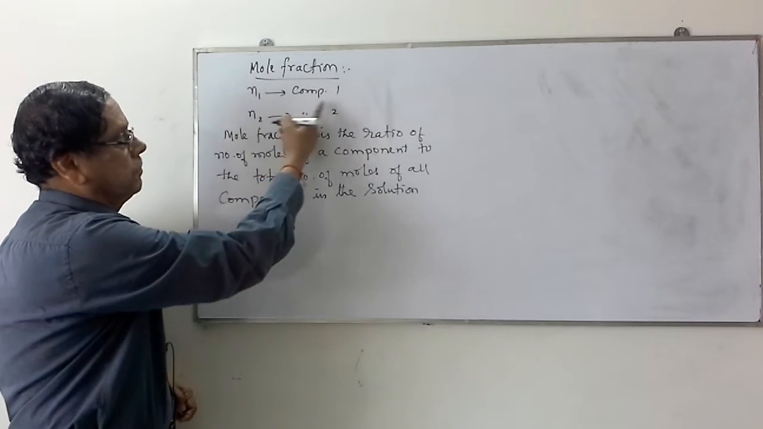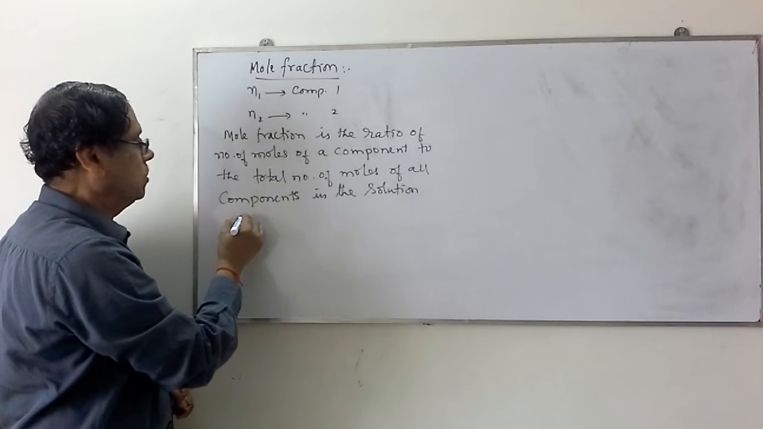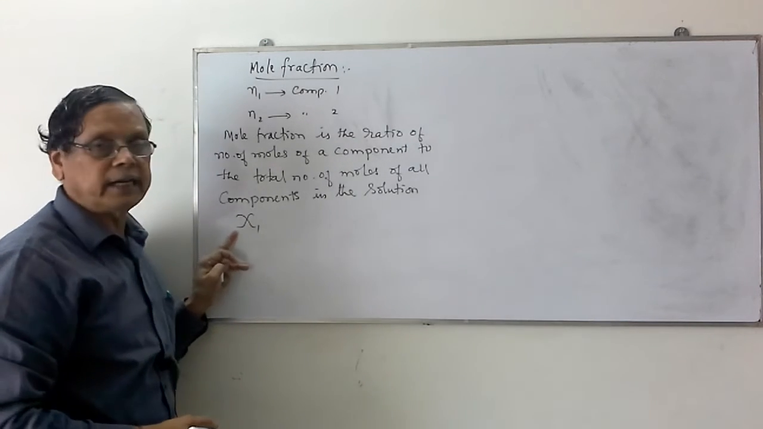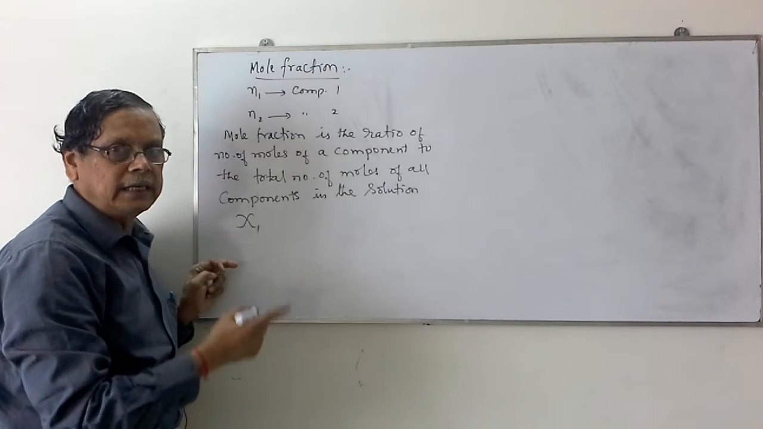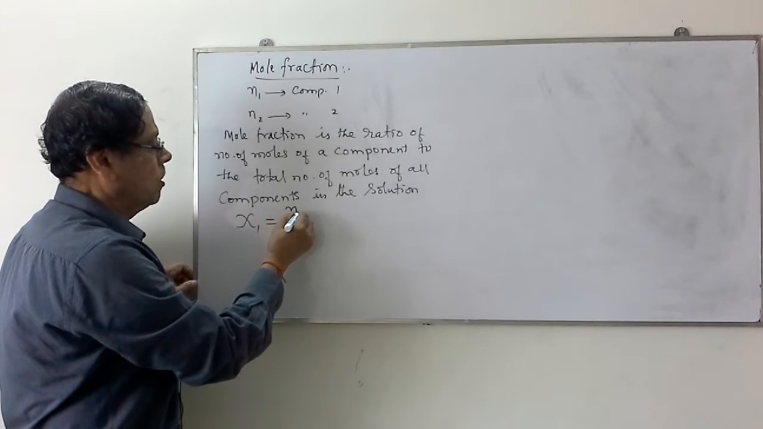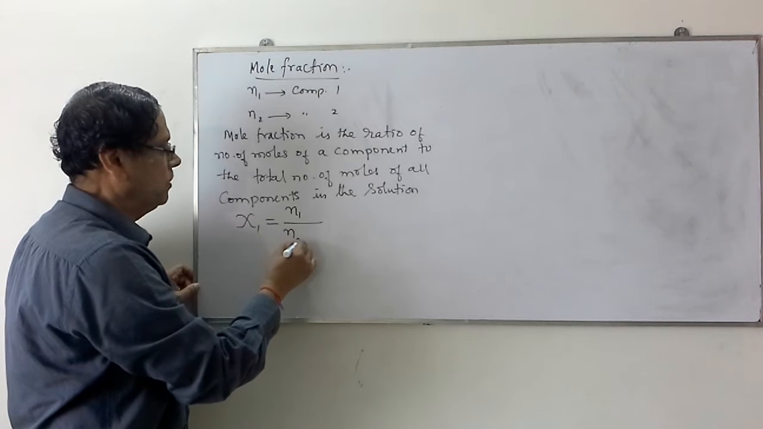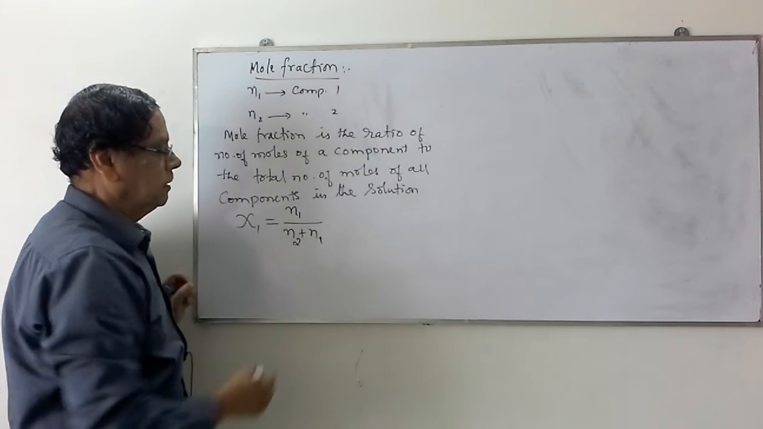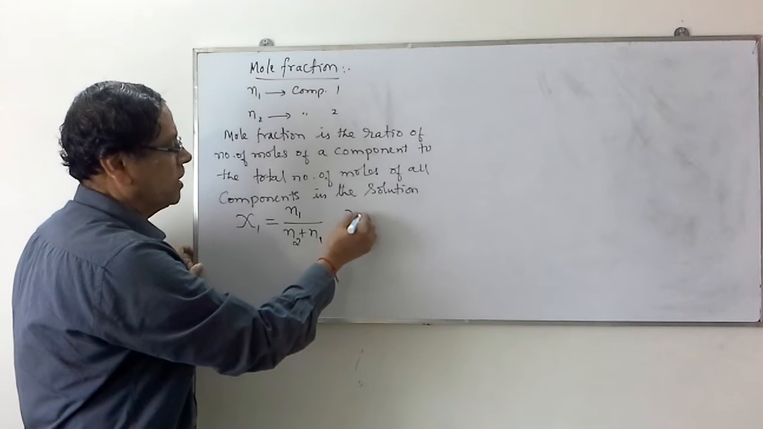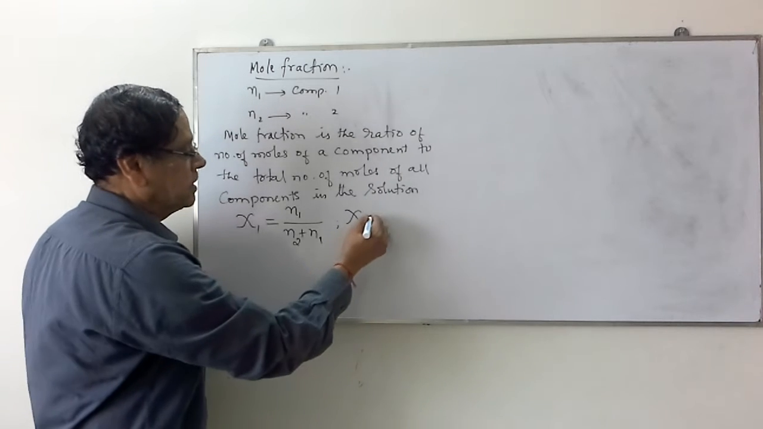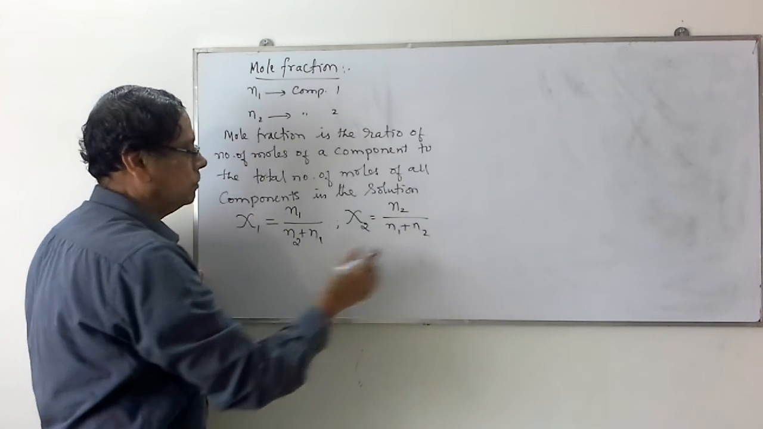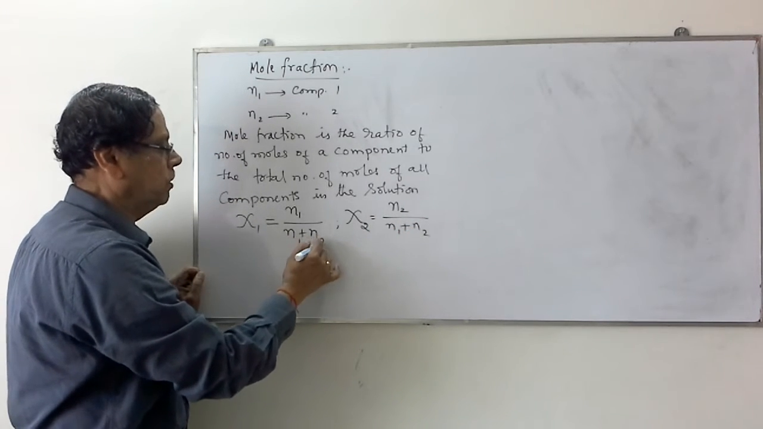So in a binary solution, suppose you want to calculate the mole fraction of component 1. It is usually indicated with the symbol chi. The mole fraction of component 1 is the number of moles of component 1 to the total number of moles of all components, that is N1 divided by N1 plus N2. Similarly, for the second component, chi 2 is written as N2 divided by N1 plus N2.